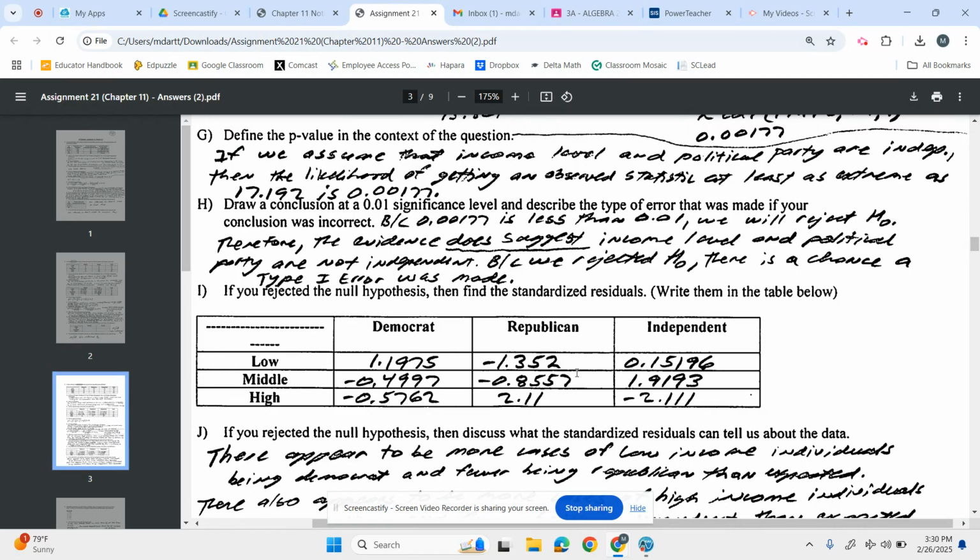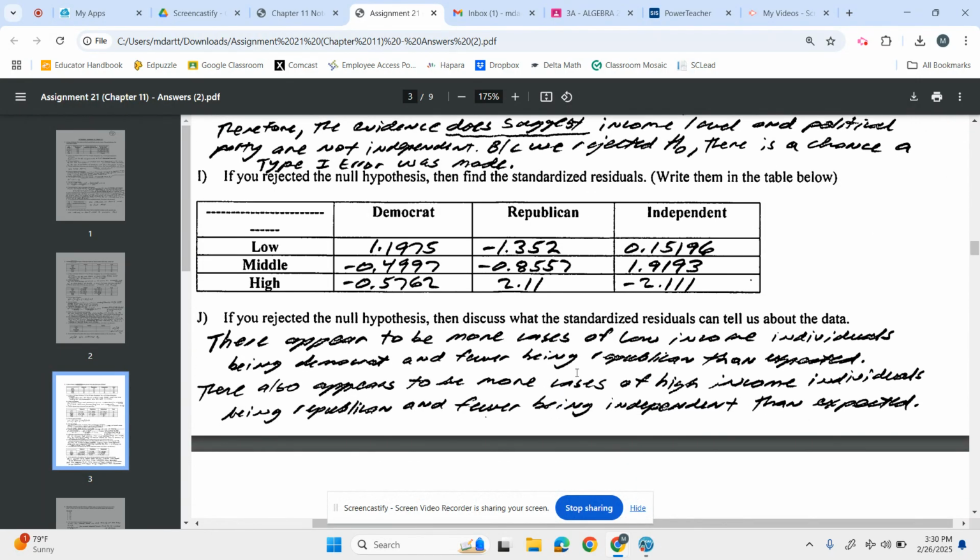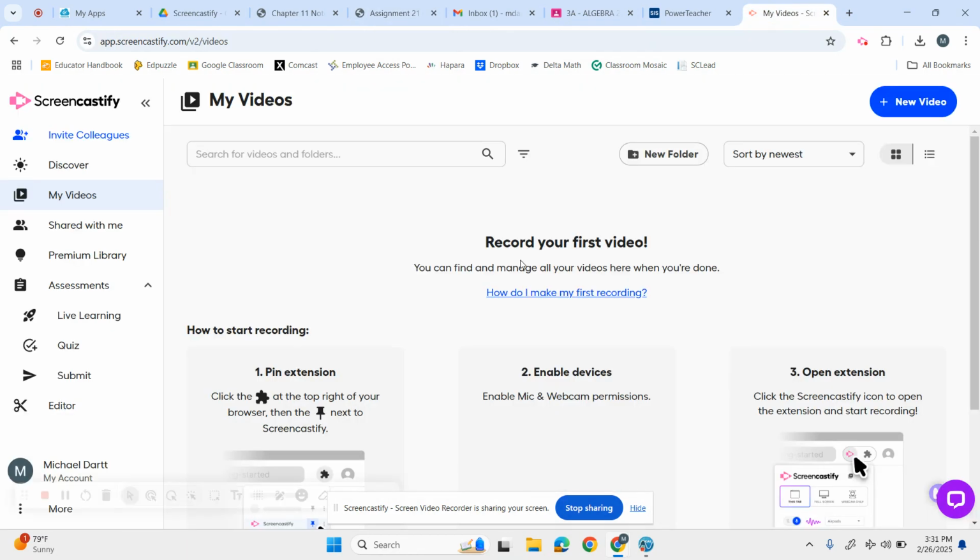So you calculate all these the same way, and then you're just looking for positives and negatives. Positives mean that there were more than you expected, negatives mean there were fewer. So if I look at the Democrats, there were more low-income Democrats than I would have expected. If I look at Republicans, there were more high-income Republicans than I would have expected. Independents, there's more middle income than I would have expected. Also, look at this negative. It's the lowest of all, and there were also a lot fewer high income. So you just comment on a few of those things, and that gives you a feel for how you will interpret our residuals.